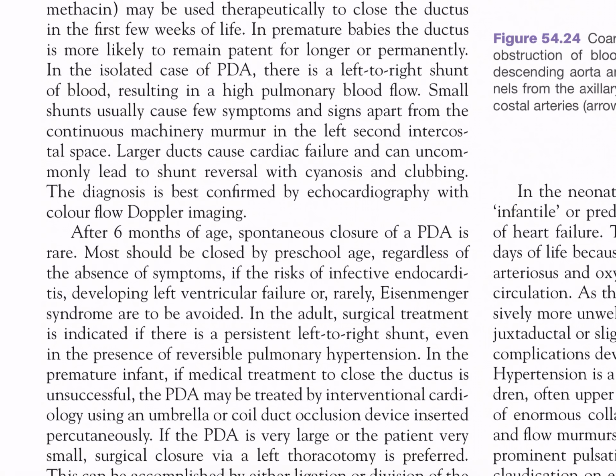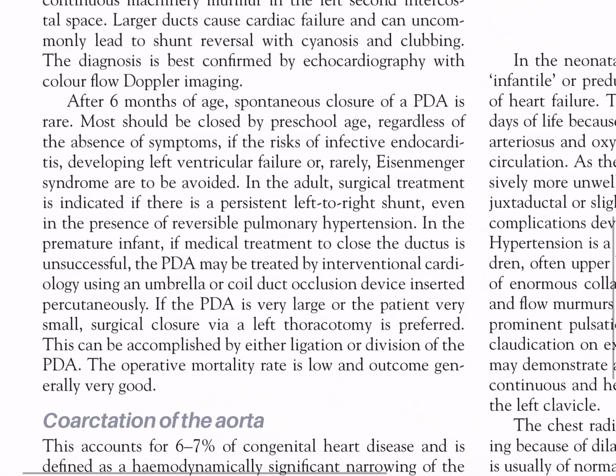In the adult, surgical treatment is indicated if there is a persistent left to right shunt, even in the presence of reversible pulmonary hypertension. In the premature infant, if medical treatment to close the ductus is unsuccessful, the PDA may be treated by interventional cardiology using an umbrella or coiled duct occlusion device inserted percutaneously.